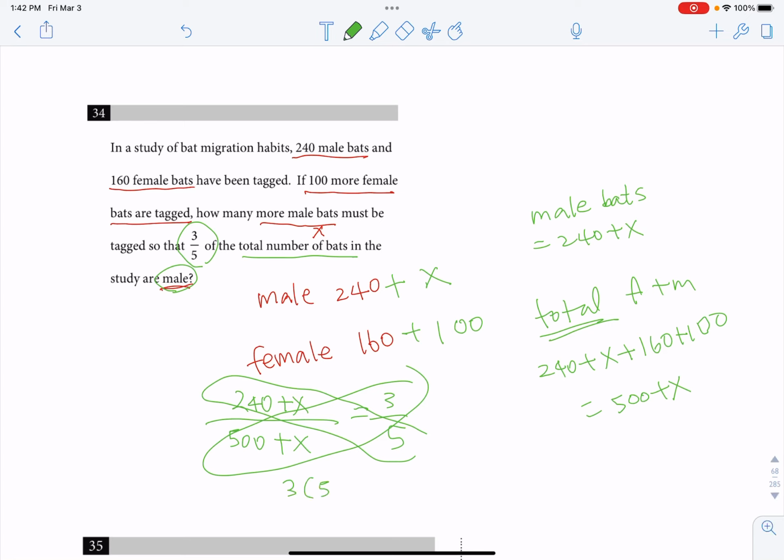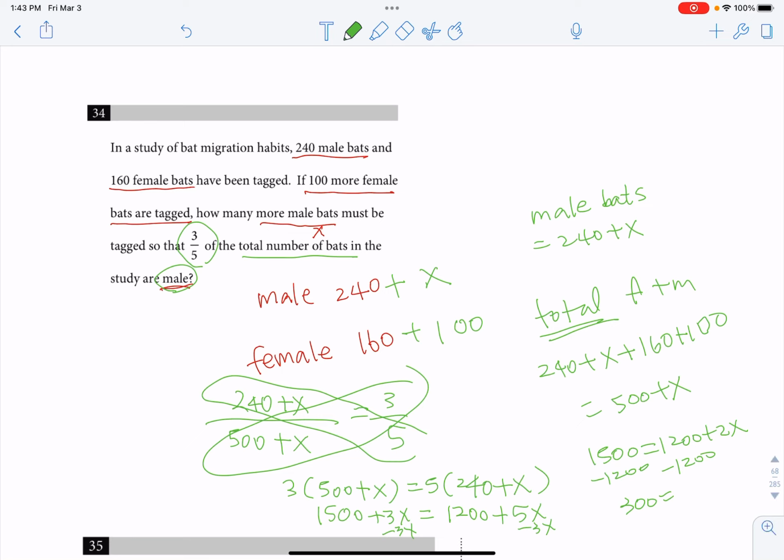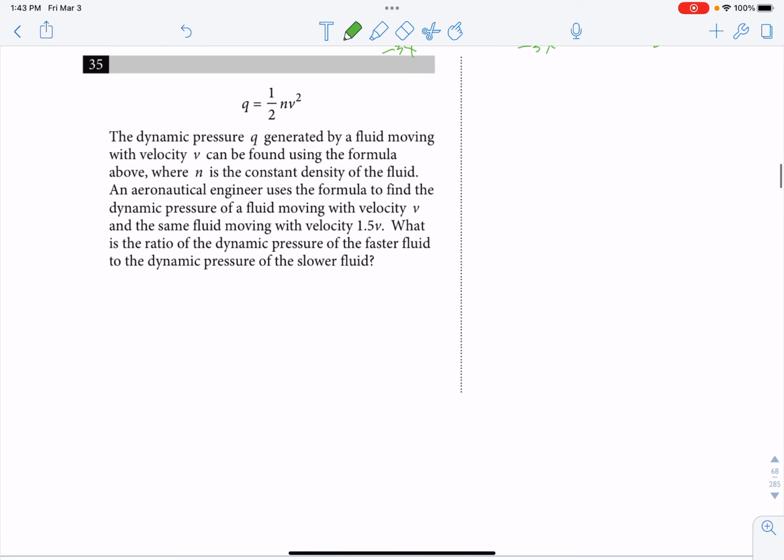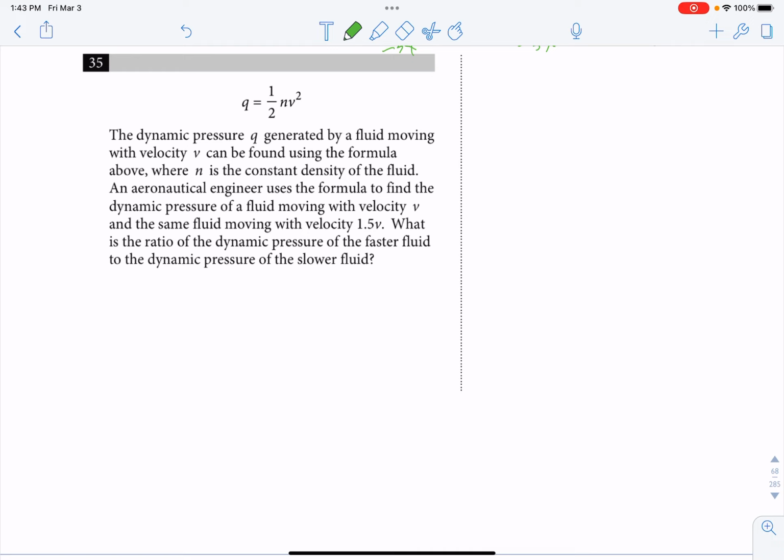So 3 times (500 plus X) will equal 5 times (240 plus X). Then 1,500 plus 3X equal to 240 times 5, which gives you 1,200 plus 5X. And you subtract 3X on both sides, that will give you 1,500 equal to 1,200 plus 2X. And you subtract 1,200 on both sides. So 300 will be 2X, divided by 2 on both sides. So you get X as 150. You need 150 more male bats to get the total fraction as 3/5.